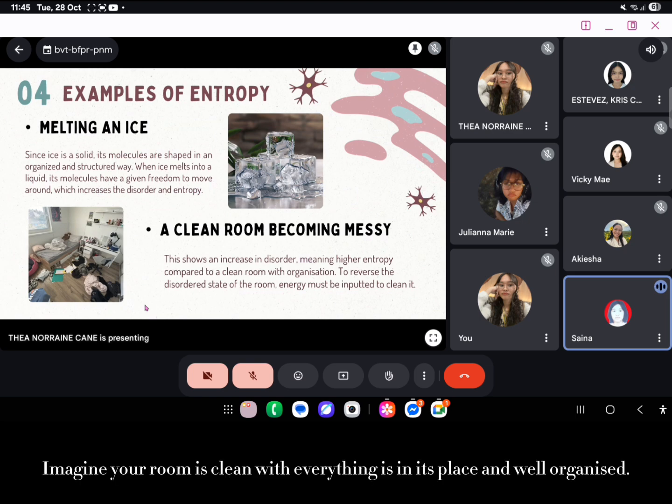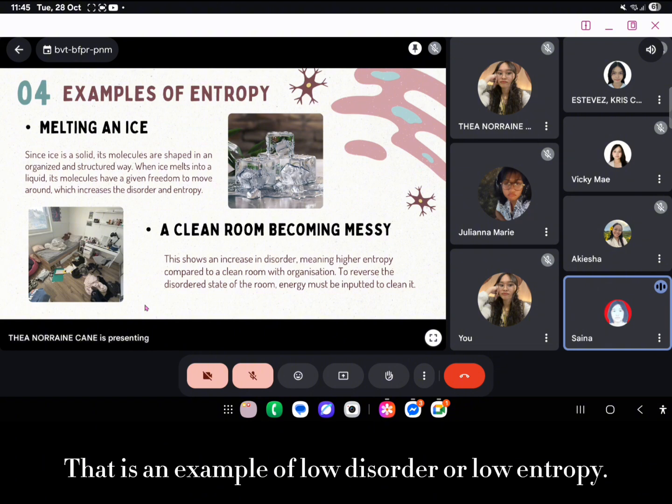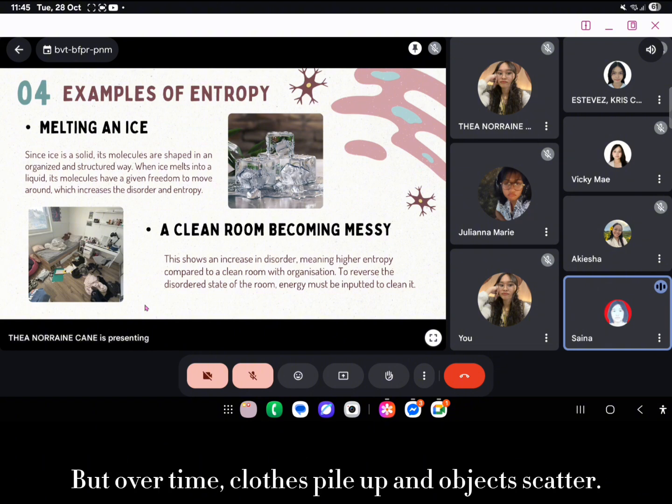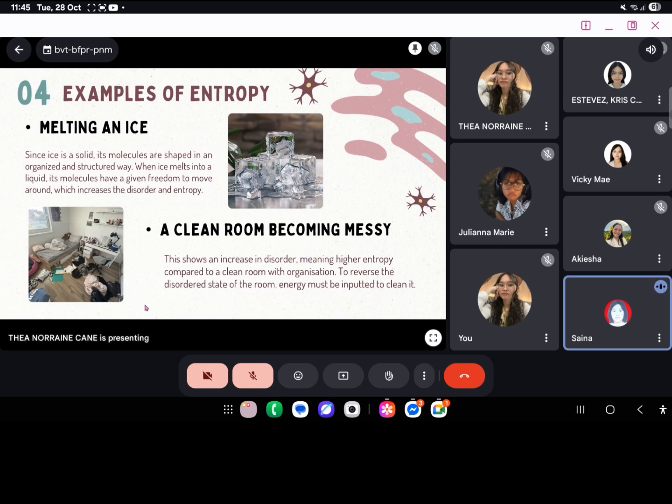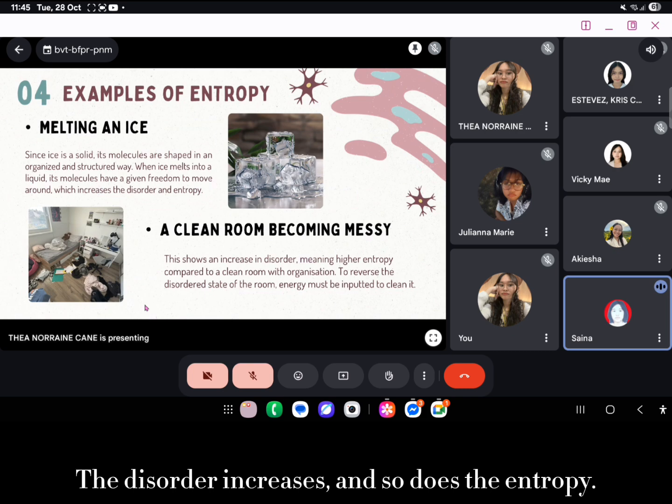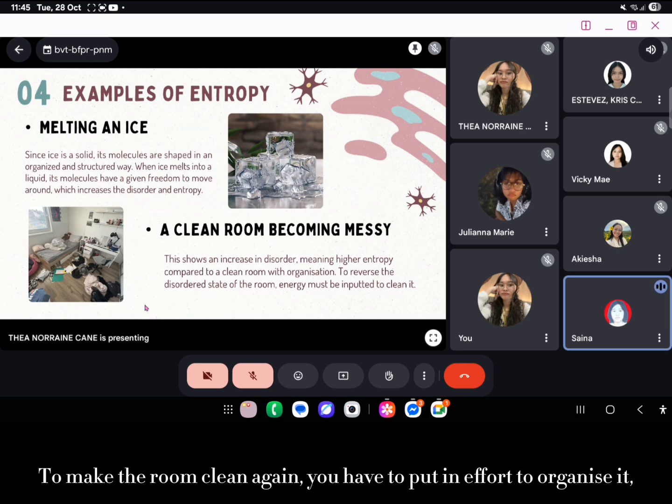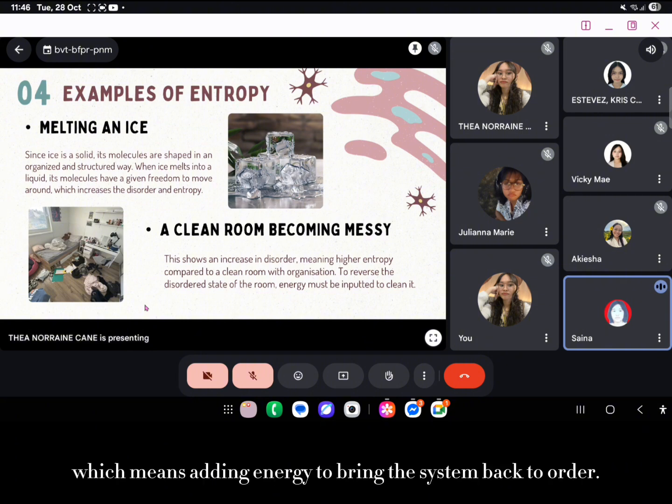Imagine your room is clean with everything in its place and well organized. That is an example of low disorder or low entropy. But over time, clothes pile up and objects scatter, the disorder increases, and so does the entropy. To make the room clean again, you have to put in effort to organize it, which means adding energy to bring the system back to order.